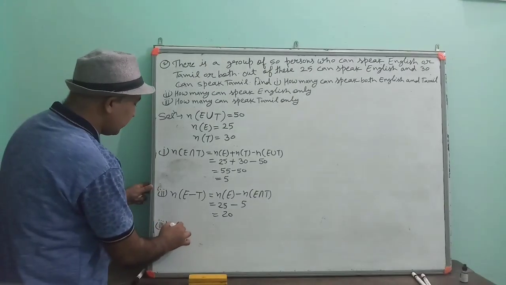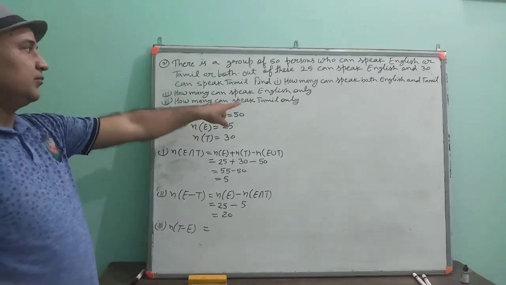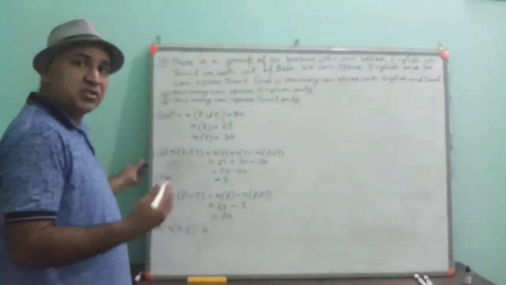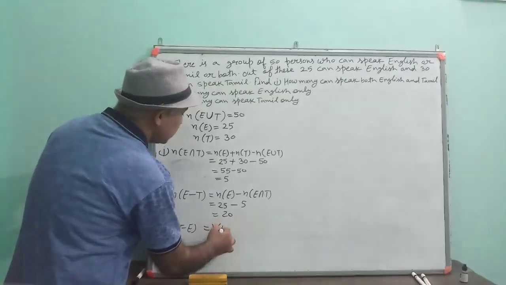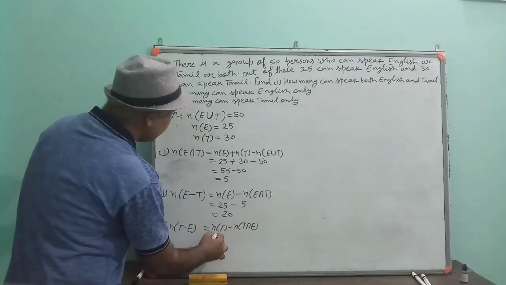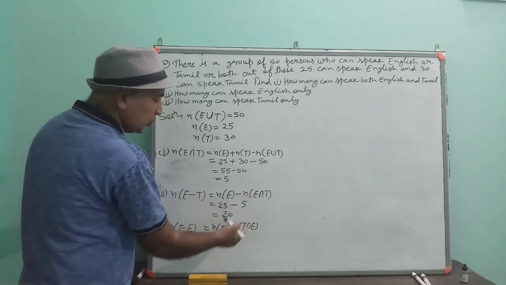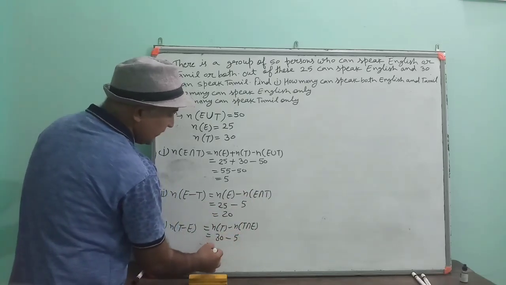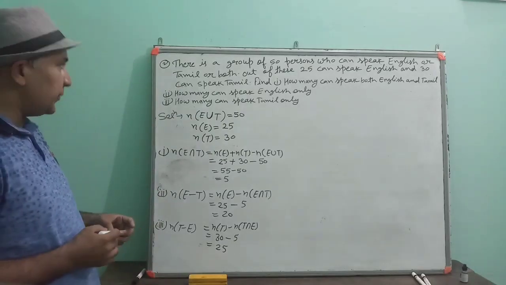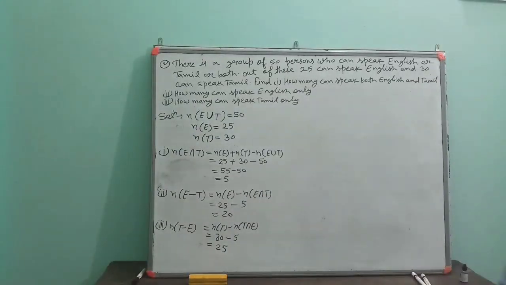In the same way we can find the people who can use Tamil only. If Tamil only is given, it means Tamil minus English. This is the symbol which you have to learn. So the formula for this will be n(T) minus n(T intersection E). n(T) is given 30, and T intersection E and E intersection T are both the same, which we found to be 5. 30 minus 5 is 25, meaning there are 25 people who can speak Tamil only. Again pause the video and note down this question.